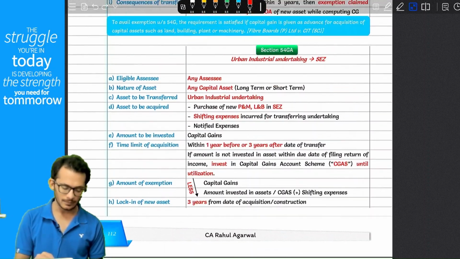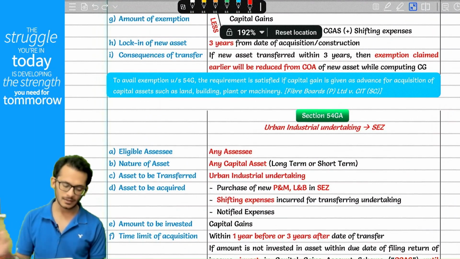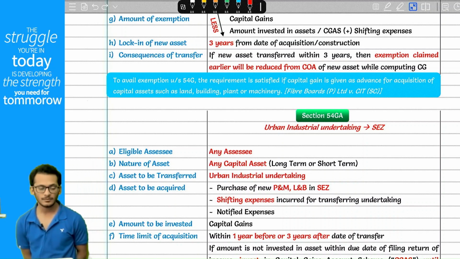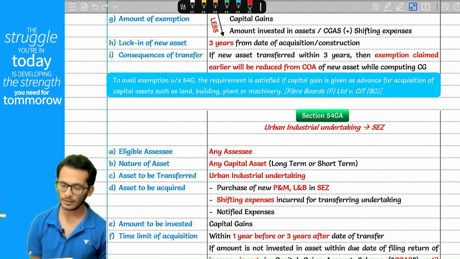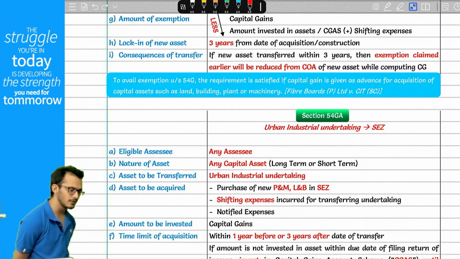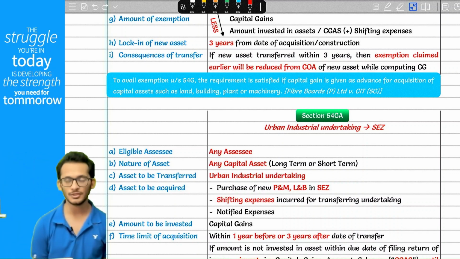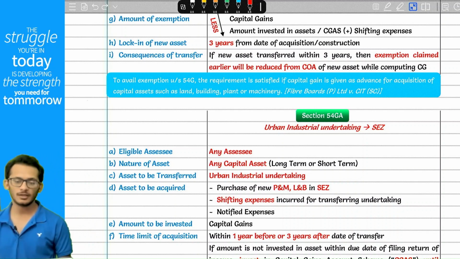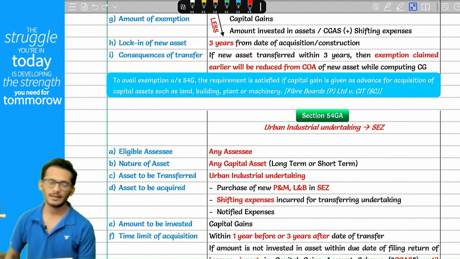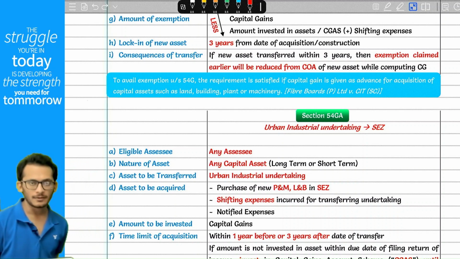And then the case law says the requirement will be satisfied if the capital gains is given as an advance for acquisition of capital assets such as land, building or plant and machinery. So if you have paid money from your side, even if it is an advance, it is still eligible for exemption. Having the ownership in your name is not a prerequisite. Please keep that in mind.